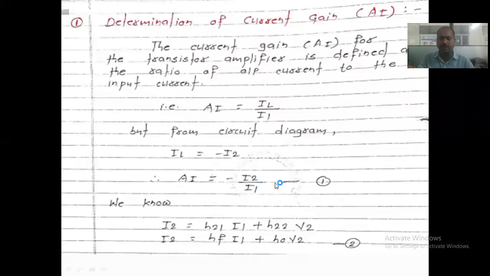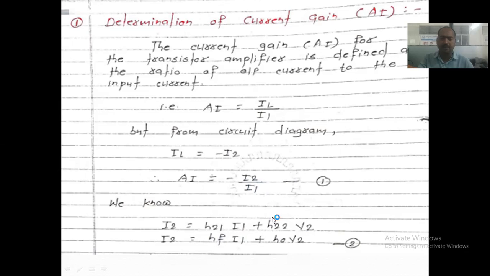Okay, so we know this is the equation with respect to current. We have two h-parameter equations, one with respect to V1 and the other with respect to I2. Here it should be related to the current, so we look at the second equation: I2 equals H21 I1 plus H22 V2. H21 is the ratio of I2 to I1, that is, output current to input current, so it is called the forward current gain, HF.